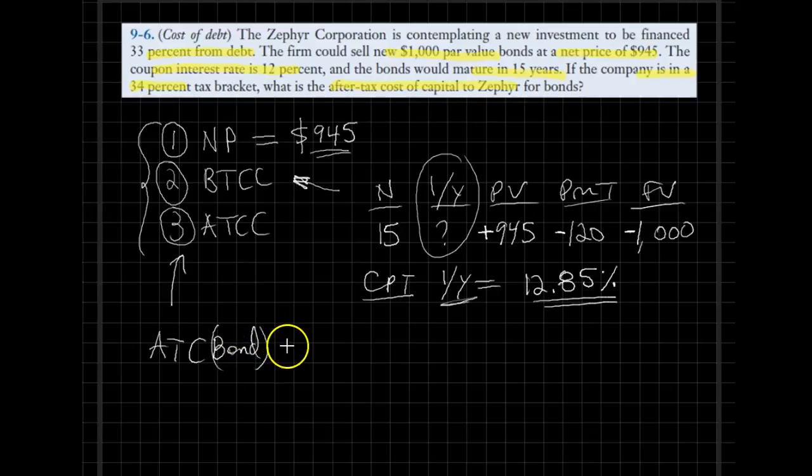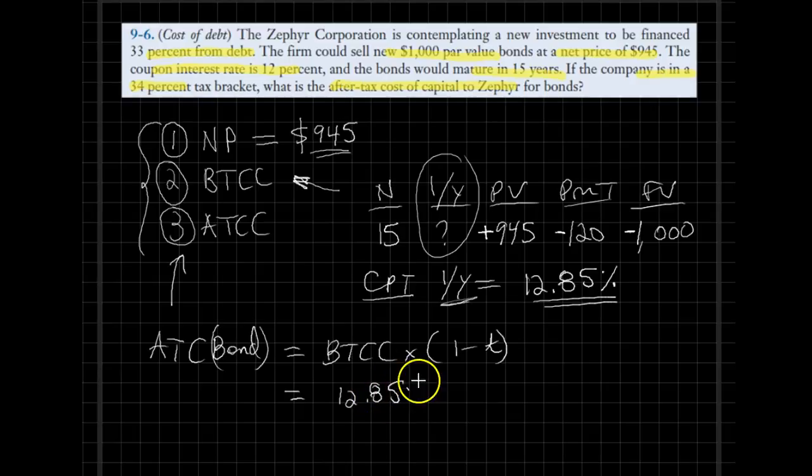Now for the last part, the after-tax cost of capital, or in this particular case the after-tax cost of the bond, is equal to the before-tax cost of capital times 1 minus the marginal tax rate. The before-tax cost of capital we calculated during the second step, and we multiply it with the tax rate. This corporation is in the 34% tax bracket, and multiplying these two numbers, the end result is 8.48% after-tax cost of capital, and in this case it is a bond, so the after-tax cost of the bond. So that completes our solution.